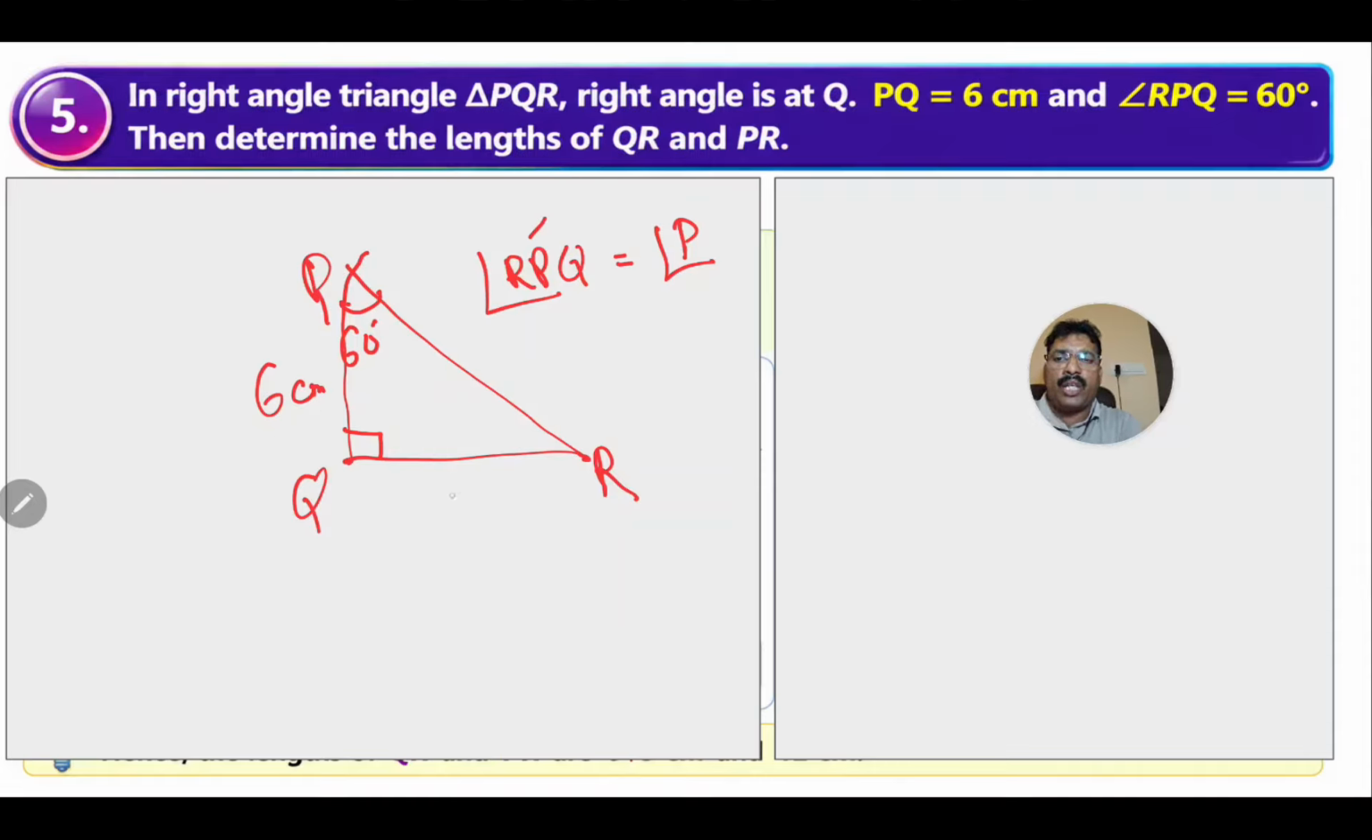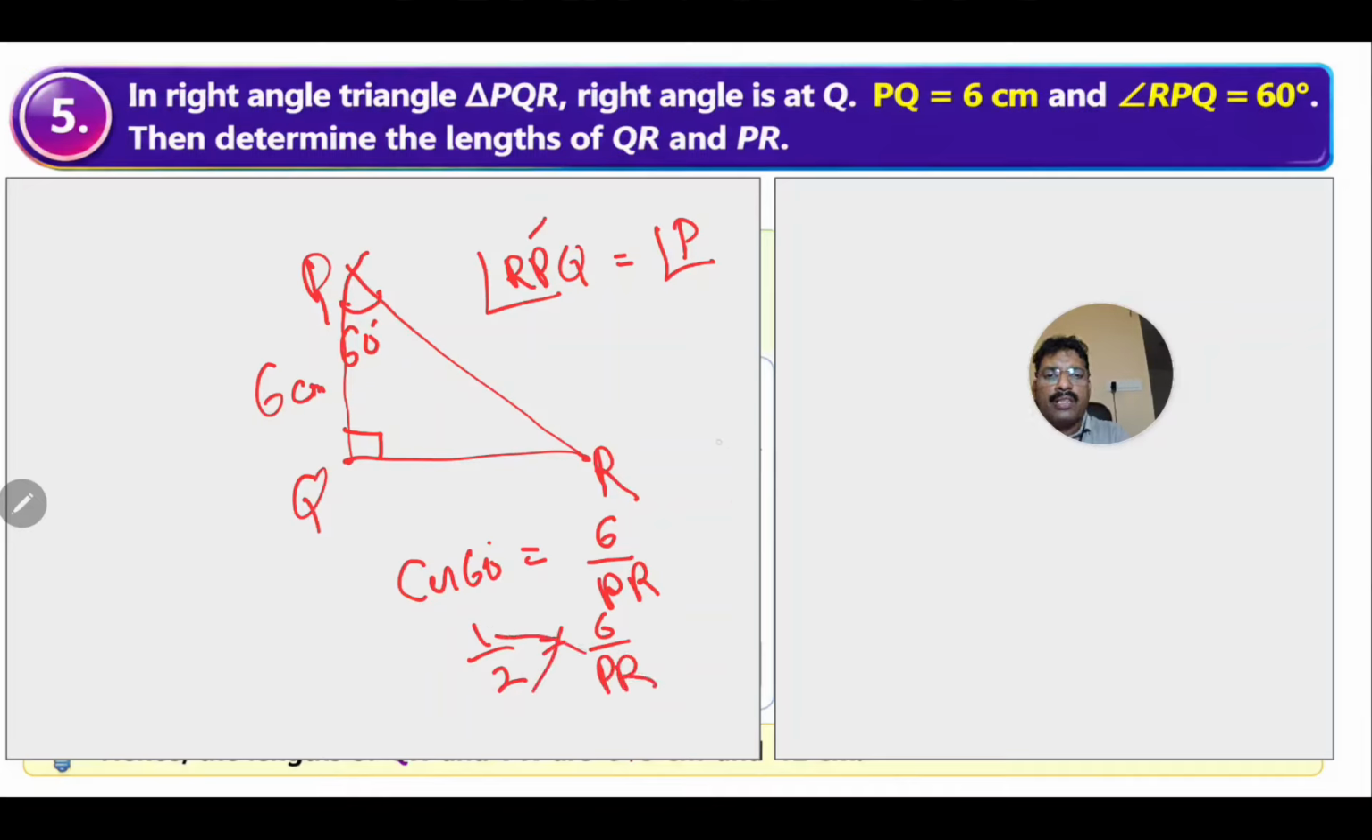First, what I am taking is the adjacent side related formula in trigonometry, cos and secant. So suppose I am taking cos 60 degrees. Cos 60 degrees is adjacent side PQ divided by hypotenuse PR. Cos 60 degrees value is 1 by 2. 1 by 2 is equal to 6 by PR. So by cross multiplication, PR is equal to 6 2s are 12. So we got the PR value.